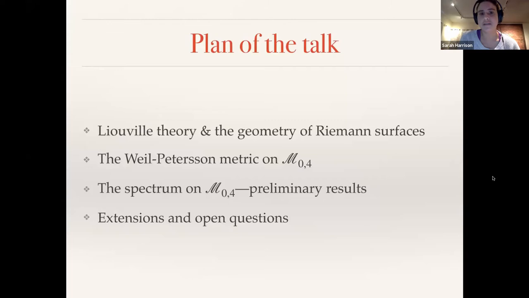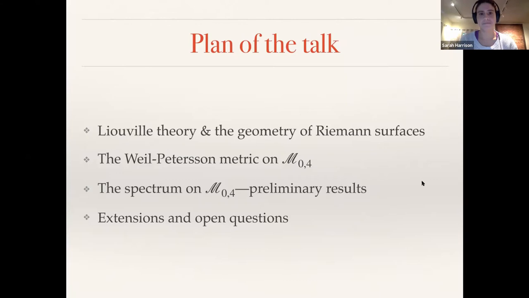And then in the main and maybe most interesting part, I'll present our preliminary results on computing the spectrum of this metric. We're not going to do it exactly or analytically at all. We're going to use numerical techniques, using an approximate form of the metric. But nevertheless, I'll be able to show you some results about eigenfunctions and eigenvalues of our approximation to the metric. And finally, I'll end with some extensions we would like to work on and open questions. Okay.